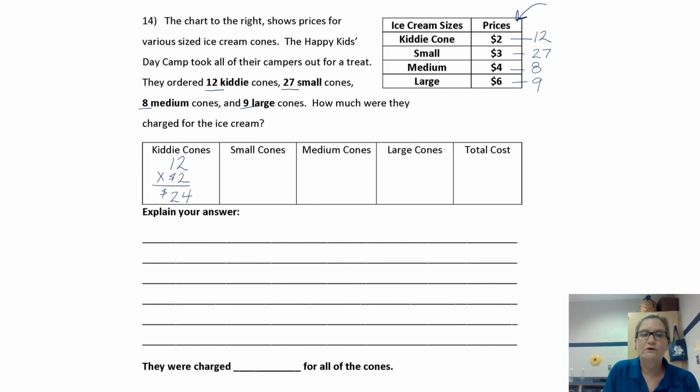Small cones, they ordered 27 at $3 each. 3 times 7 is 21, carry the 2. 3 times 2 is 6, 7, 8, that's $81. For medium cones, they ordered 8 cones at a price of $4 each, and that would be a total of $32. And for the large cones, they ordered 9 cones at $6 a piece, which equals $54.